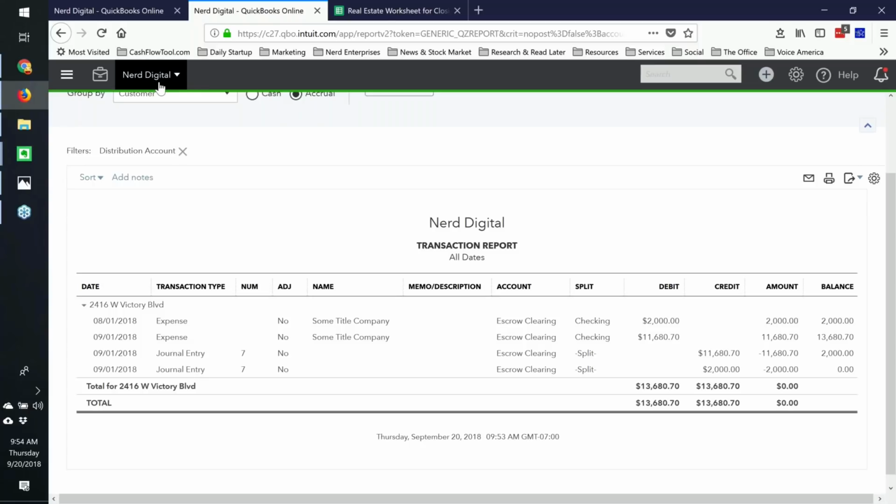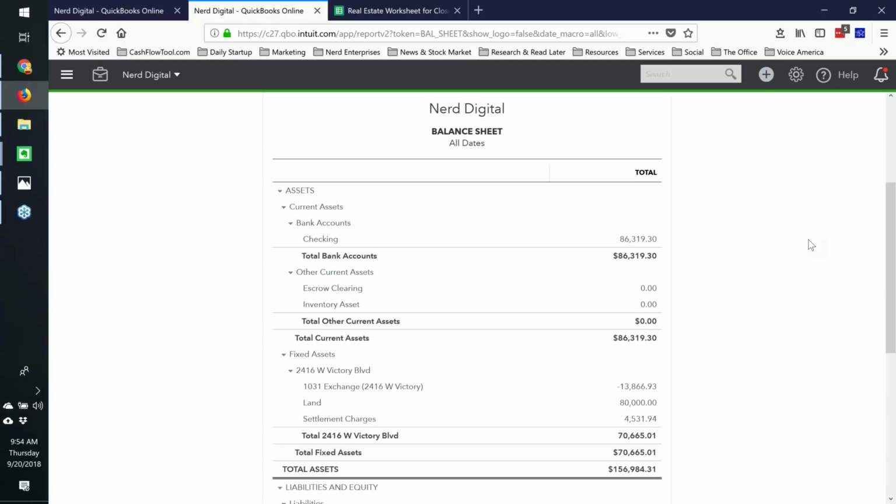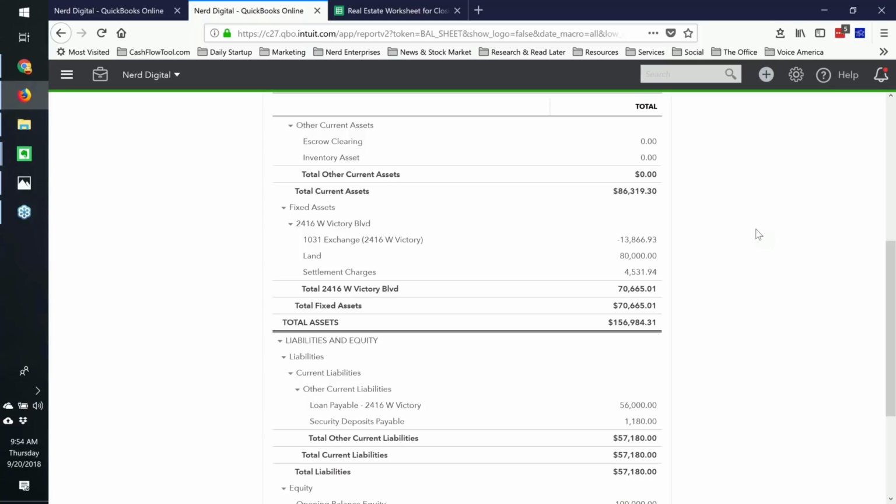Okay, any questions so far? Can we look at the balance sheet just so we can see the basis of the property? Absolutely. And in the chat section, people are really geeking out about the 1031 stuff.